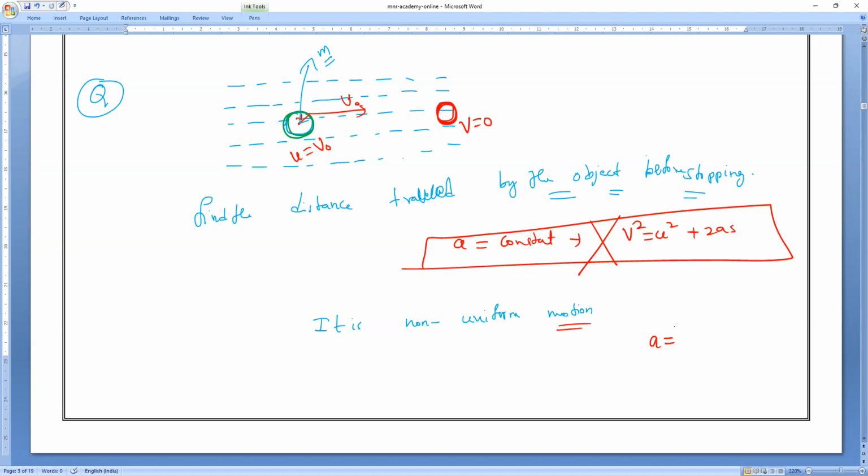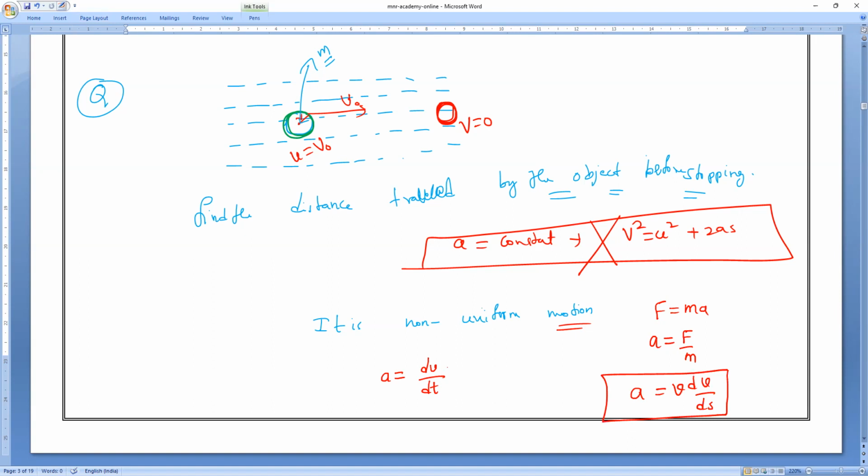First formula: force F equals ma, so a equals F by m. There is another formula for acceleration. If I take differentiation, acceleration equals dv by dt. Do you remember? dv by dt is one formula. There is another formula, which is v dv by ds.